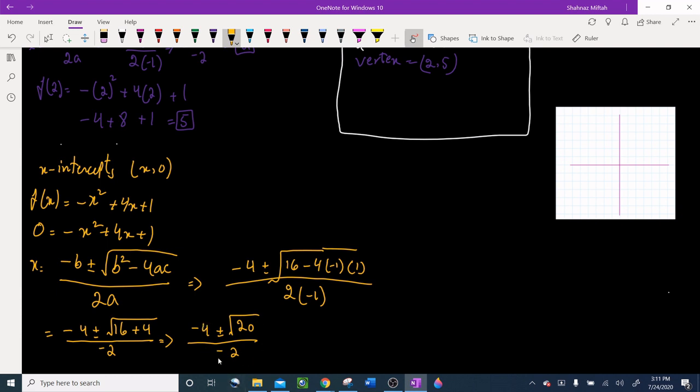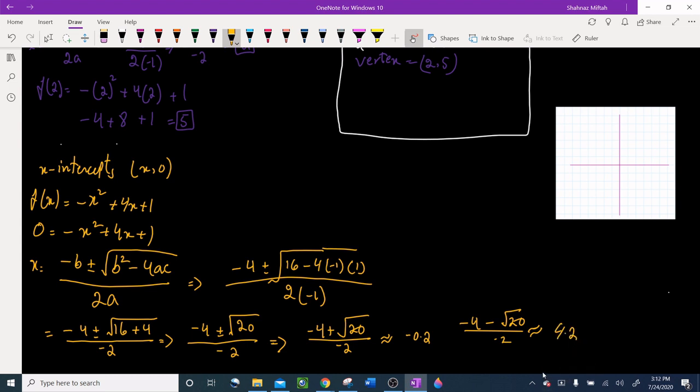Now, since it's positive negative, I have to have two answers. So what I'm going to do, if you pay attention here, I would put in the calculator positive first, like negative 4 plus square root 20 over negative 2. Put this in the calculator and you will get the answer negative 0.2. And when I do the minus one, which is negative 4 minus square root 20 over negative 2, this is going to give me approximately 4.2.